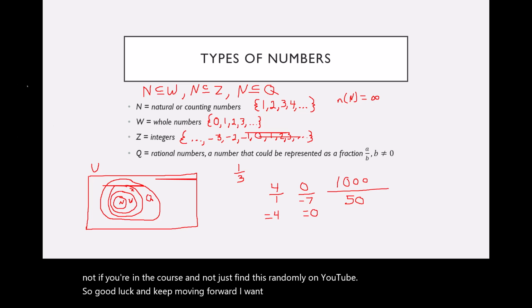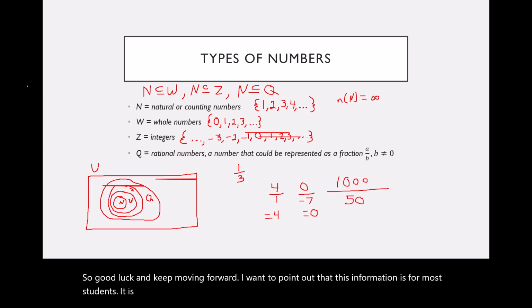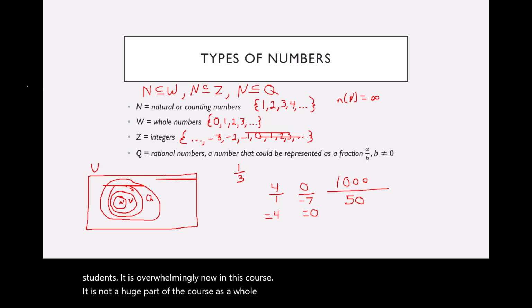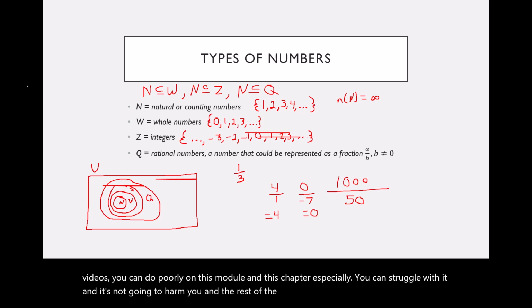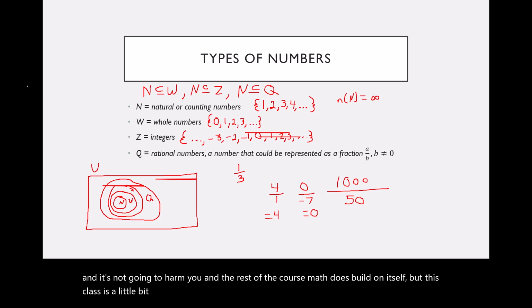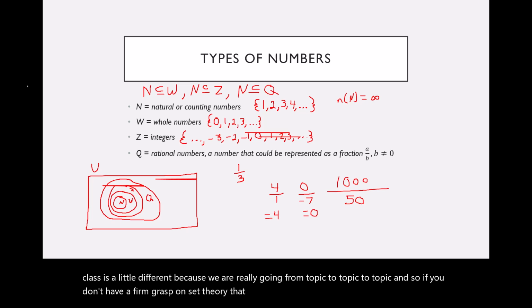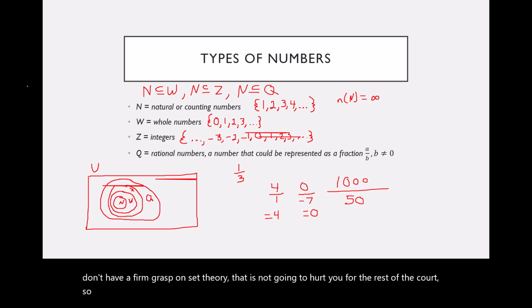I want to point out that this information is, for most students, overwhelmingly new in this course. It is not a huge part of the course as a whole. So as I mentioned in one of the introductory videos, you can do poorly on this module, in this chapter especially. You can struggle with it, and it's not going to harm you in the rest of the course. Math does build on itself, but this class is a little different because we are really going from topic to topic to topic. And so if you don't have a firm grasp on set theory, that is not going to hurt you for the rest of the course. So do your best, but do not over stress about this material.